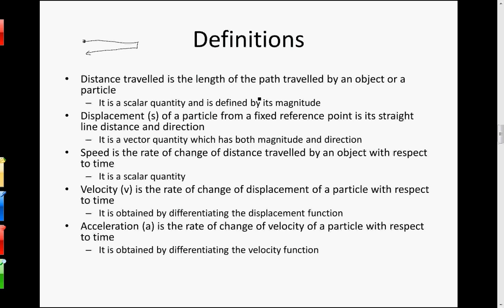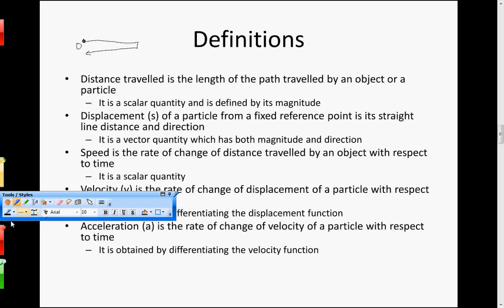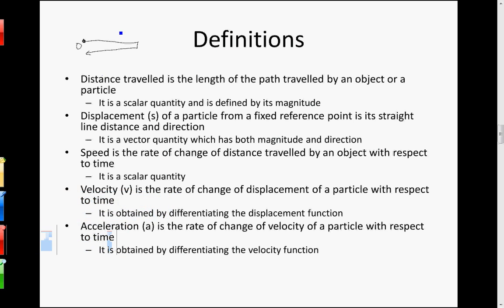However, displacement is the length between you and a fixed reference point. So for example, if this reference point is here, I shall show the same path, to go this way and go there and back. The displacement is actually 0 because you are 0 distance away from the reference point. So that's the difference between displacement and distance.